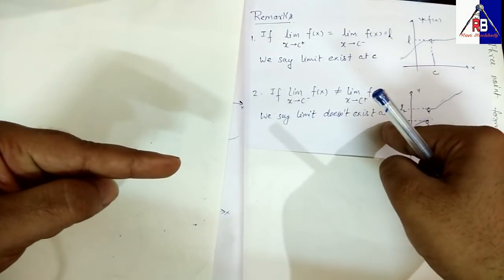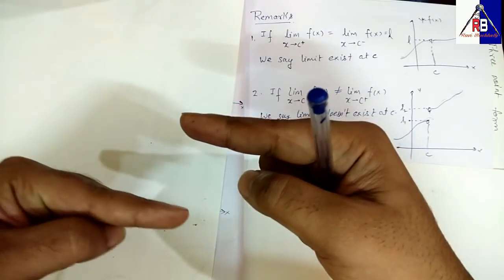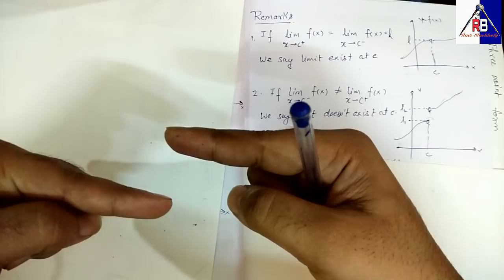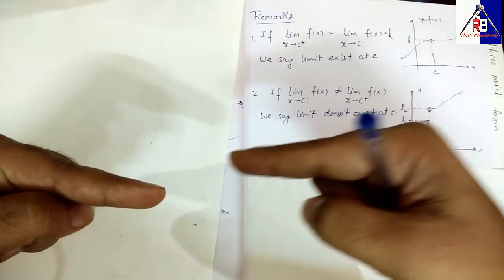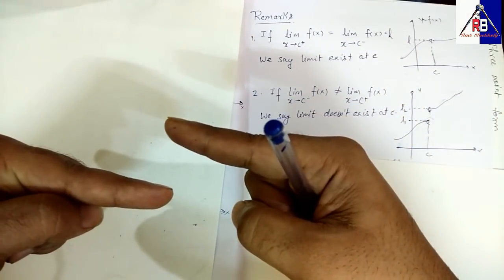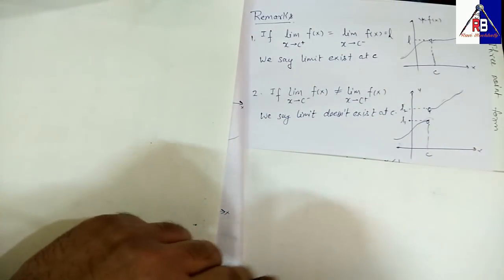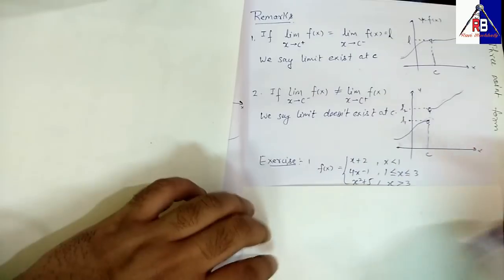And if they are not equal, it means from left hand side the function is approaching a different point, and from right hand side the function is approaching a different point. Both have a gap between them. So here we can see that. So this is a right hand limit.